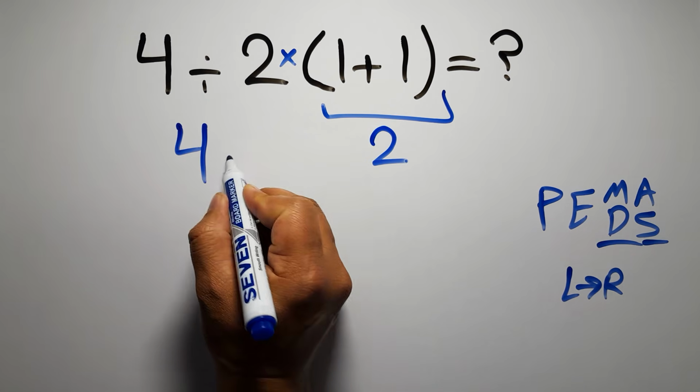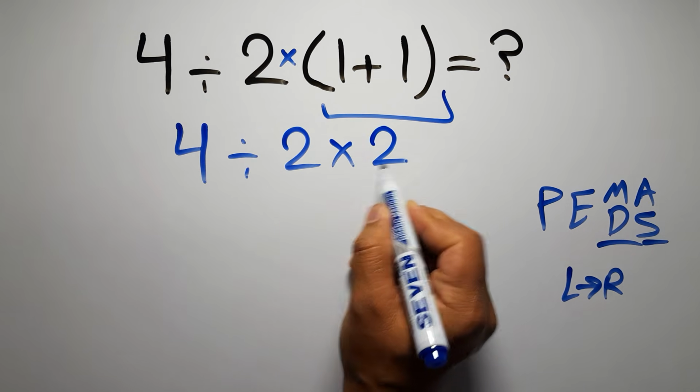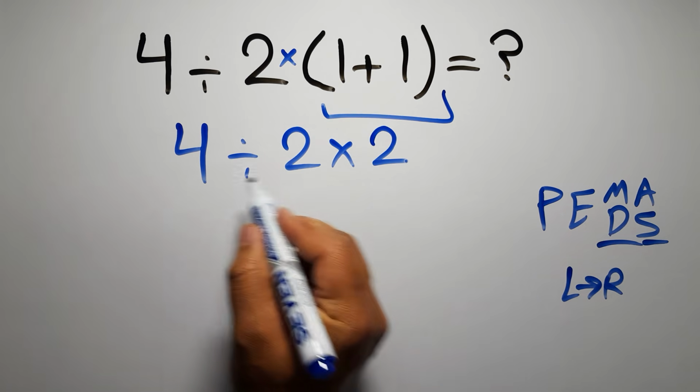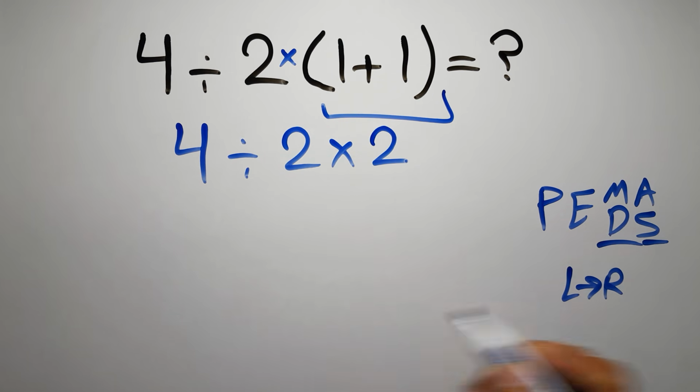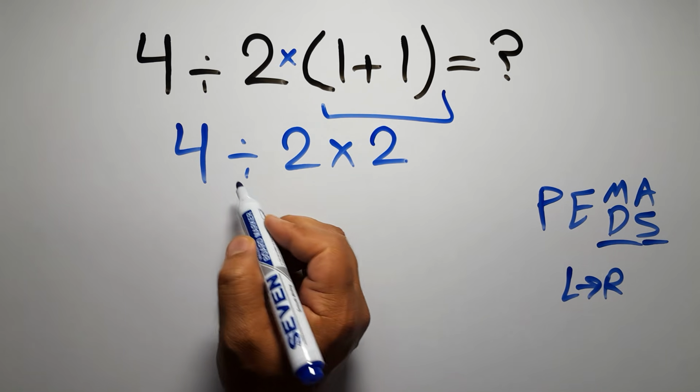So 4 divided by 2 times 2. Now we have one division and one multiplication. As I said, multiplication and division have equal priority and we have to work from left to right. So here first we have to do this division.